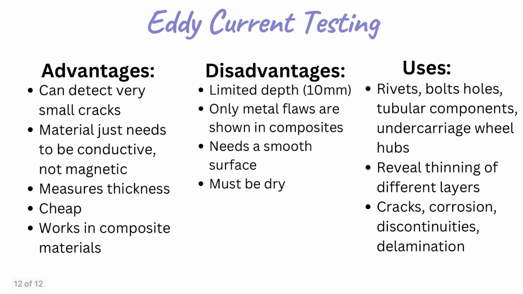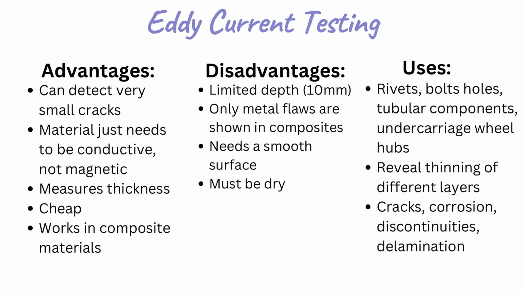So advantages of eddy current testing is it can detect very small cracks. So it's got a very high tolerance essentially, and it's very accurate in the cracks it does detect. But the material also has to be conductive, so it only works on metal materials. It doesn't need to be magnetic, just conductive is good enough. It measures the thickness of the material. It's also cheap to conduct. There's not really any aspects of it that are disposable, so it can be reused. And it works in composite materials as well. So as long as there's one metal material in it, you can still conduct the tests.